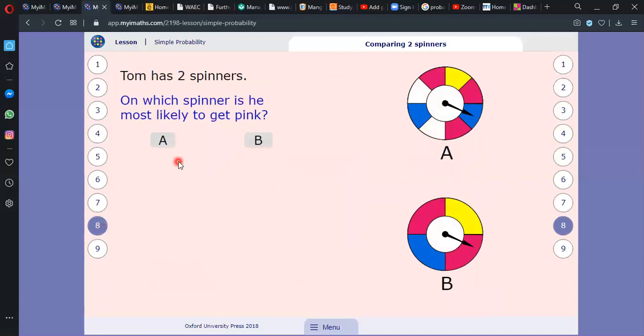Moving on. Now here, see, Tom has two spinners, okay? On which spinner is he most likely to get pink? What you need to do here right now is you need to find the probability of getting a pink from spinner A and the probability of getting a pink from spinner B, and check which one is most likely. And then you pick your answer. So guys, this is an activity for us to do in today's class, and you're going to have to do it now, okay?